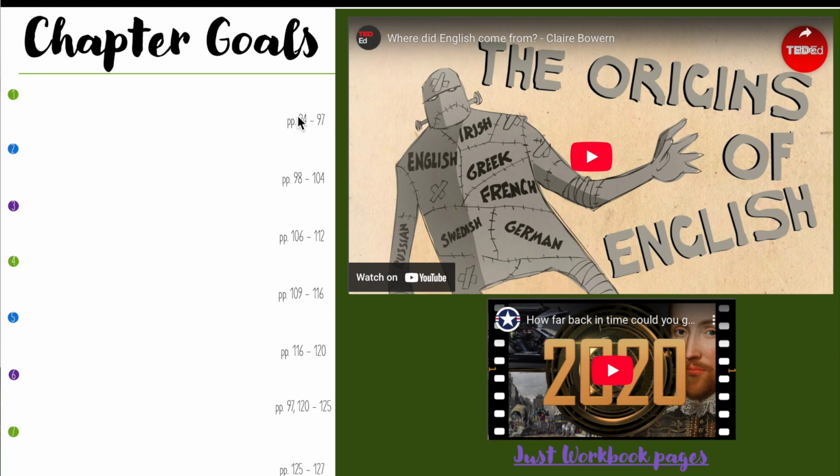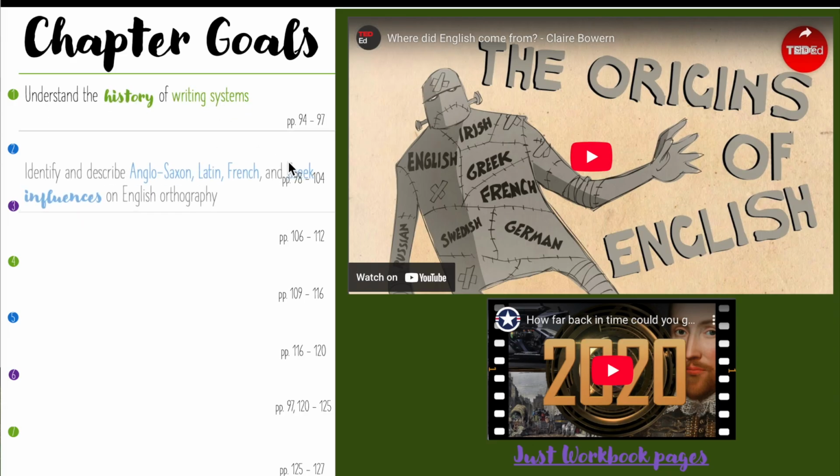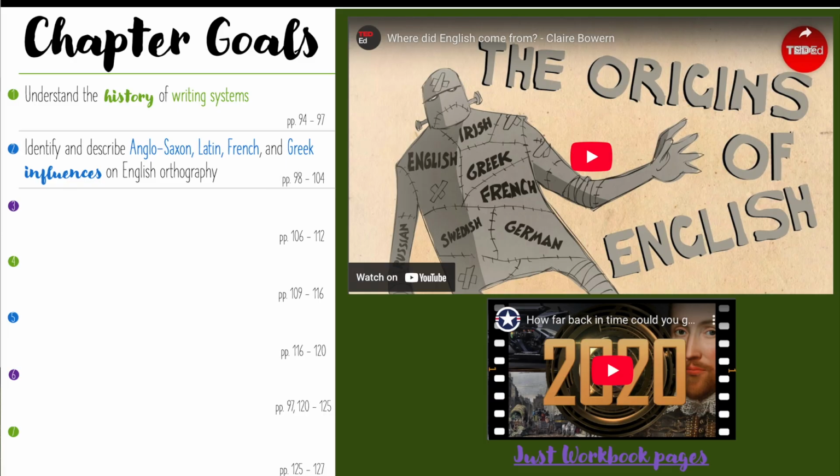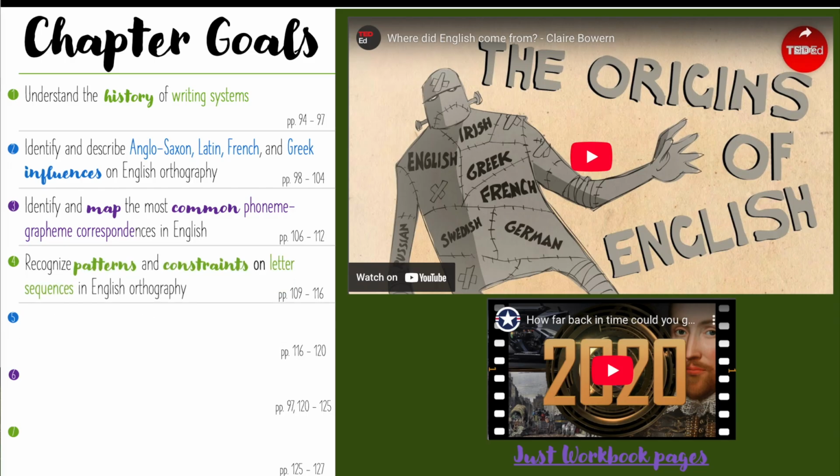So our chapter goals for this whole chapter are going to be looking at the history of our writing system, and looking at how those Anglo-Saxon, Latin, French, and Greek influences changed our orthography and the way we spell things. We're going to practice mapping some common letter to sound correspondences, and we're going to look at several constraints and patterns on which letter groups we can use. Now, some of these we're familiar with because we use them all the time, but others I'm going to show you a resource that you can tap into to double check, oh, this is why we're going to use this letter grouping. Sometimes it's hard to remember all of them.